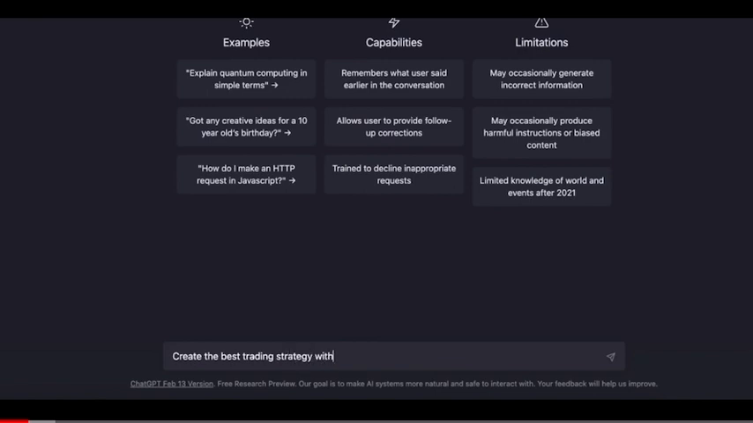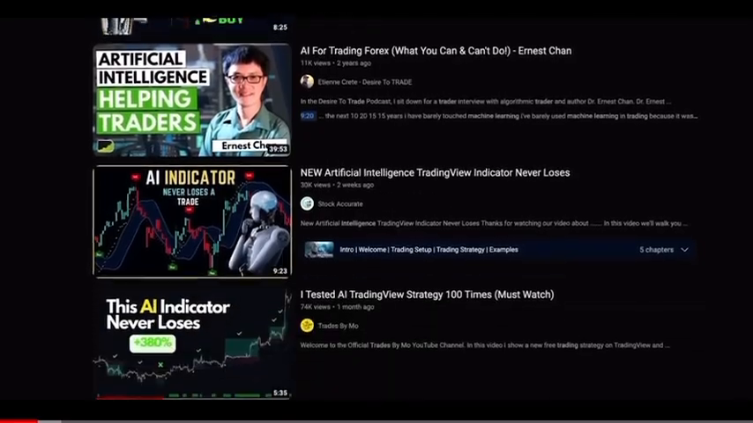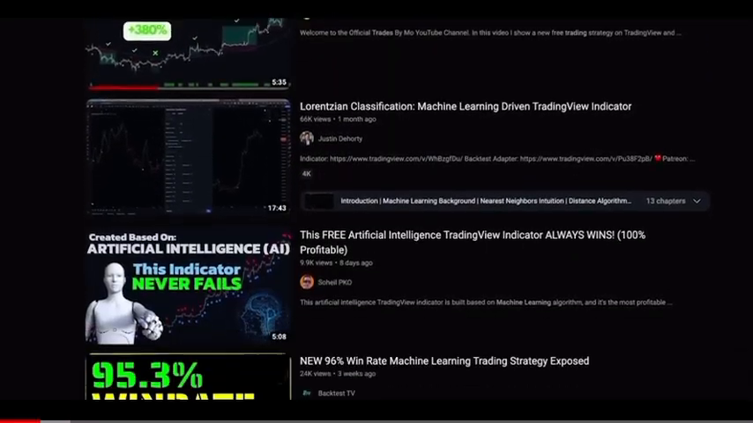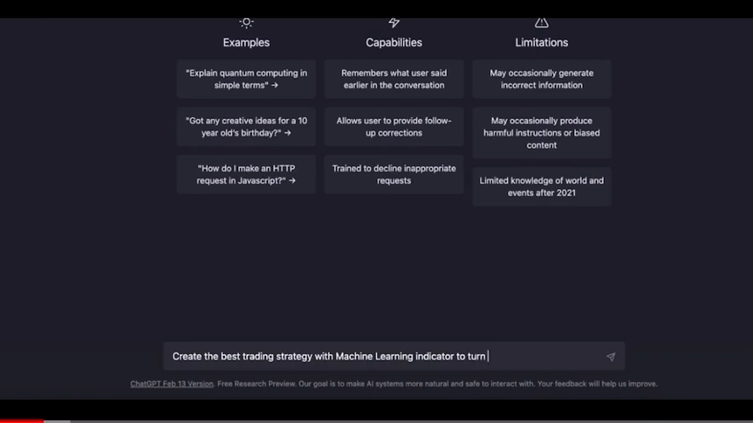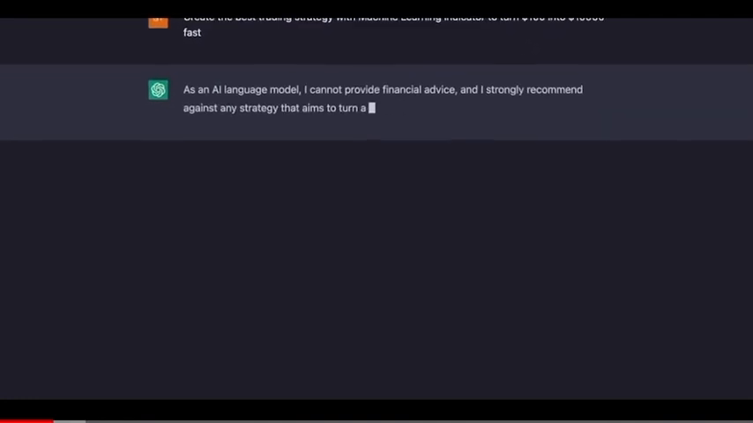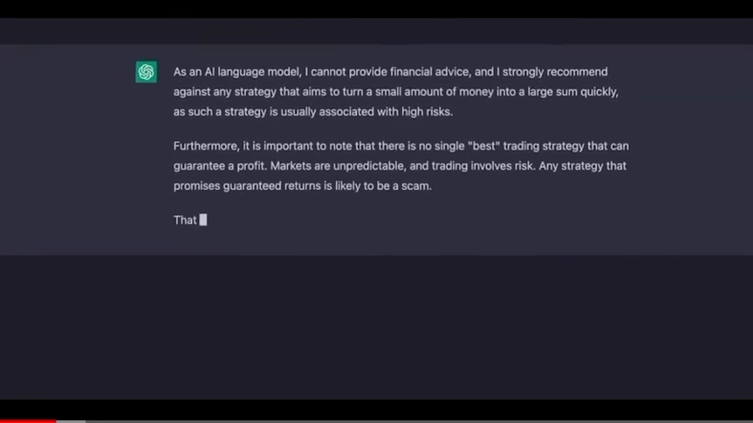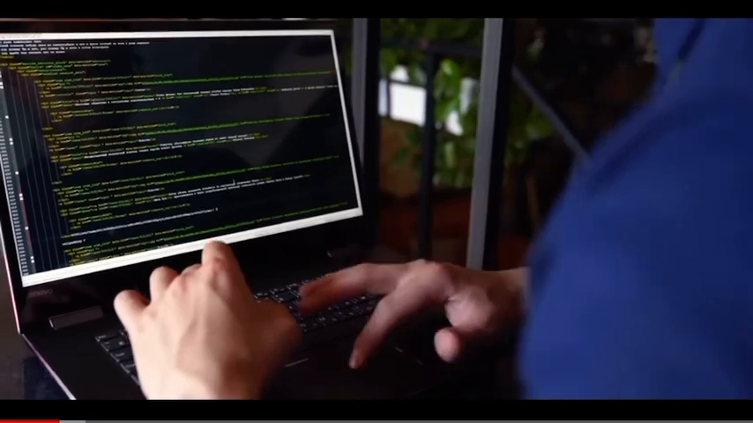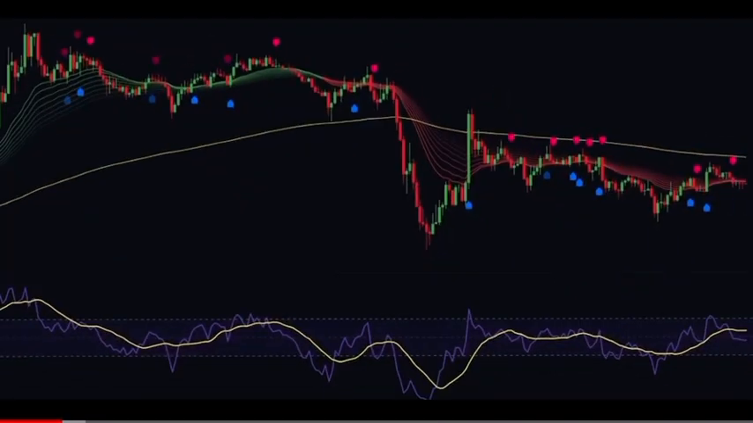I went ahead and asked it to create the best strategy using an AI-based TradingView indicator called the machine learning. This indicator is currently going absolutely viral. I also mentioned that the strategy's goal is to turn $100 into $10,000 in the shortest amount of time possible. It provided me with a detailed strategy. It wasn't really perfect, so I had to make some tweaks here and there, and here it is, the final setup.